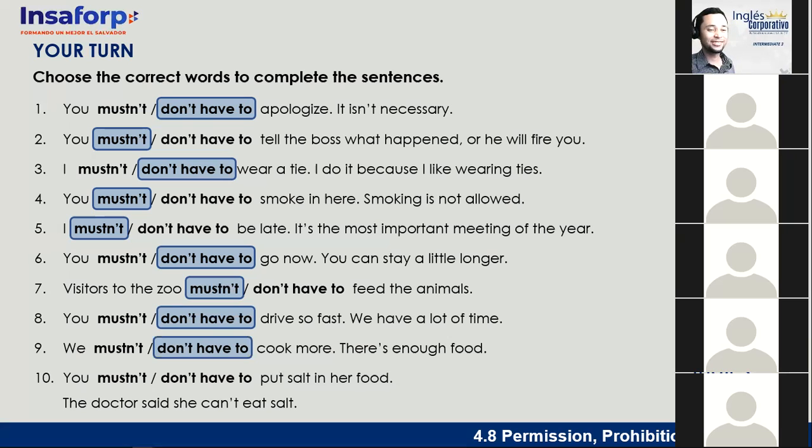You mustn't put salt in her food. The doctor said she can't eat salt. Good. That's right. You mustn't put salt in her food. The doctor said she can't eat salt. Okay? It's prohibited. Le hace daño. Así que no le ponga sal. Okay, good. Thank you. So that's the difference between mustn't and don't have to.